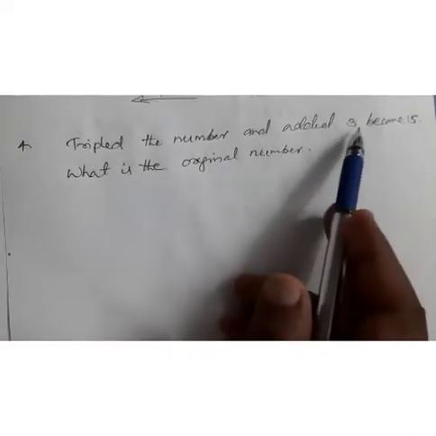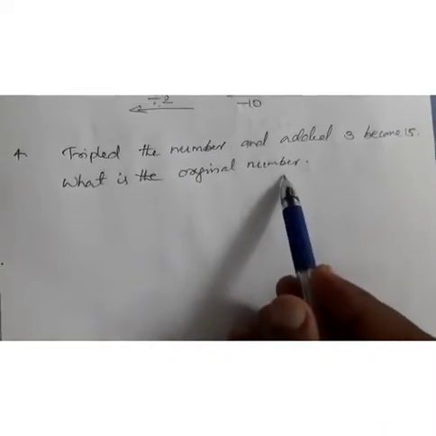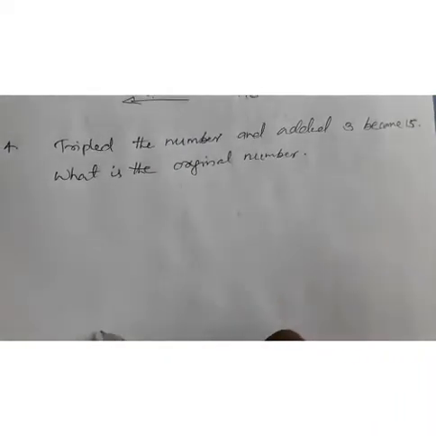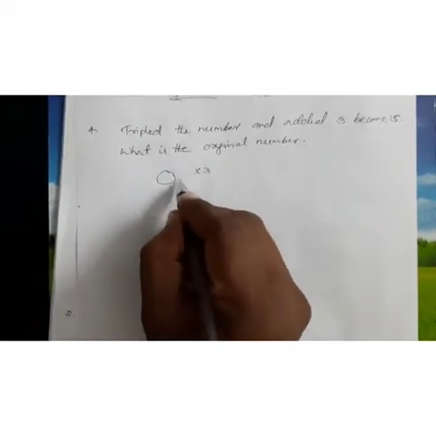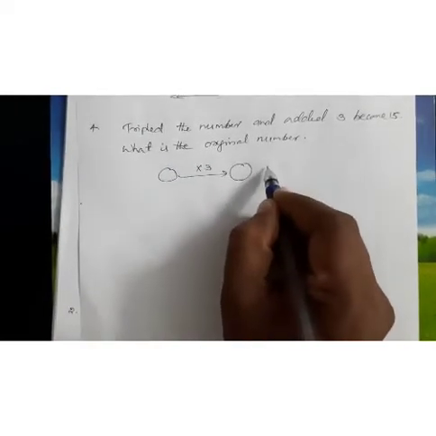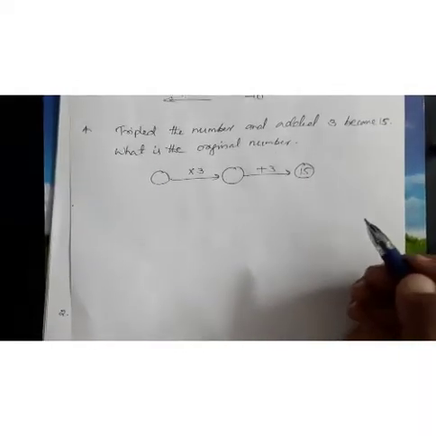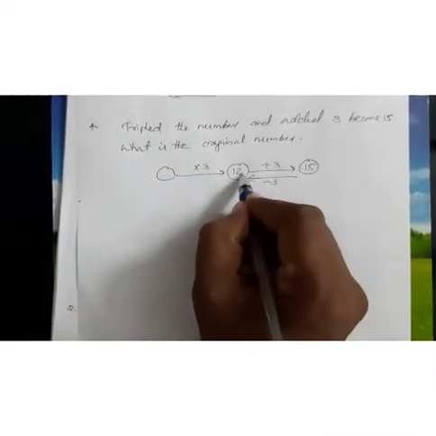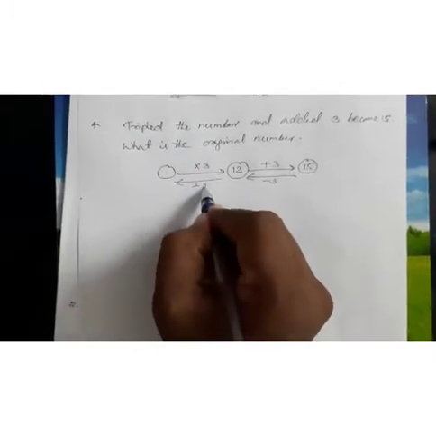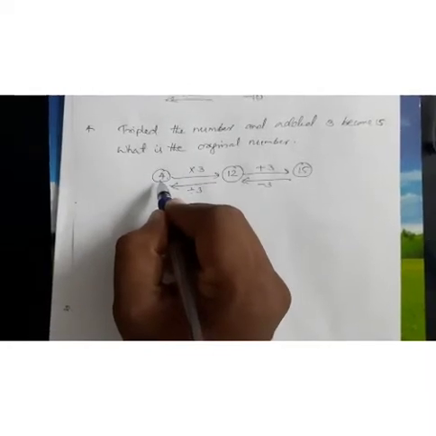Tripled the number and added 3 becomes 15. What is the original number? Please do this question. Triple the number, then add 3, becomes 15. Reverse, minus 3. 15 minus 3 is 12. 12 divided by 3 is 4. The original number is 4.